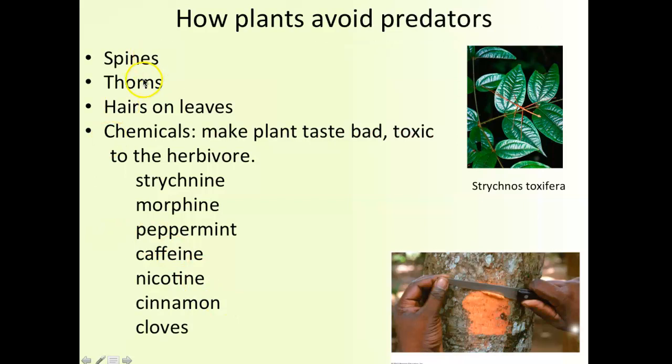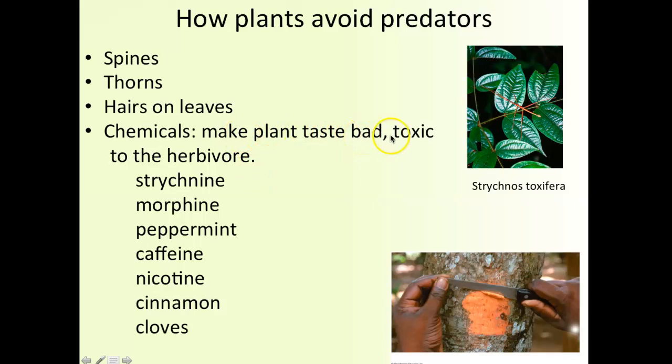So spines, thorns, hairs on leaves. And then there are chemicals. So chemicals, right, these are a list of some chemicals that are made by plants. And they don't actually help the plant in any way to grow, but they do help the plant taste nasty. They can make the plant taste bad.